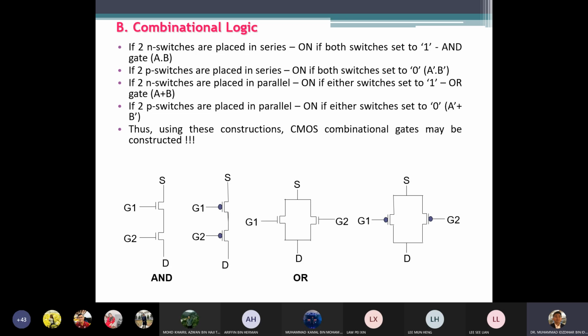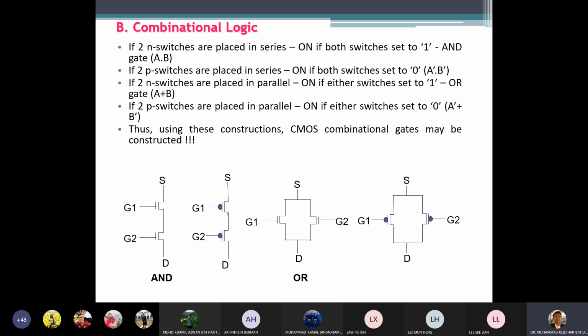Okay. So next, this is an example in the figure. You can see you have source to drain, and in between you have G1 and G2. So this is actually an AND gate, because for an AND gate both inputs must be high in order to get high for the output.